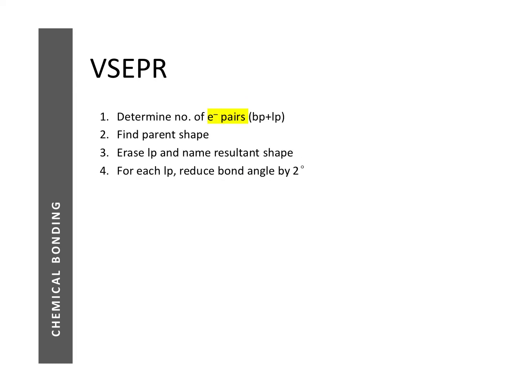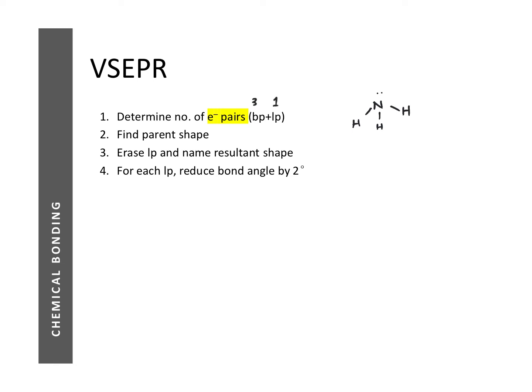Now these are the four steps to find the shape of a molecule, as well as the bond angles between the bonds in the molecule. So what are the four steps? First, you need to determine the number of electron pairs. By electron pairs, I mean bond pairs plus lone pairs. For example, if we look at ammonia again, there are actually four electron pairs made up of three bond pairs and one lone pair.